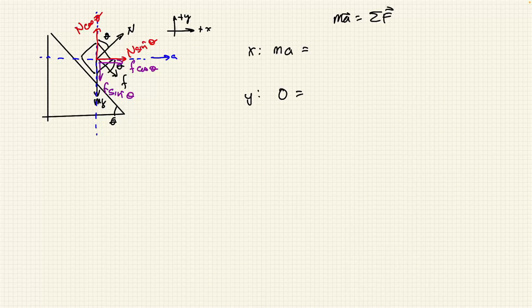Looks like I've got an n sine theta and an F cosine theta. And then in the y direction, I'm looking sort of up and down this line, and I see that one, and mg. No, sorry, this one: the n cosine theta, the F sine theta, and the mg. So I've got three of them there. N cosine theta is pointing up, F sine theta pointing down, mg pointing down.